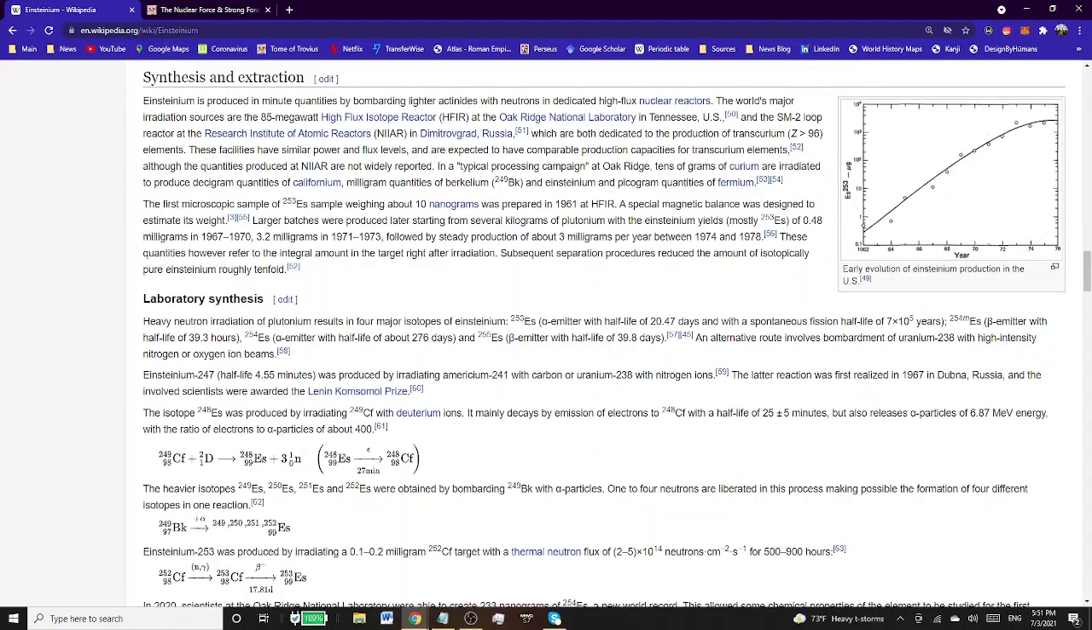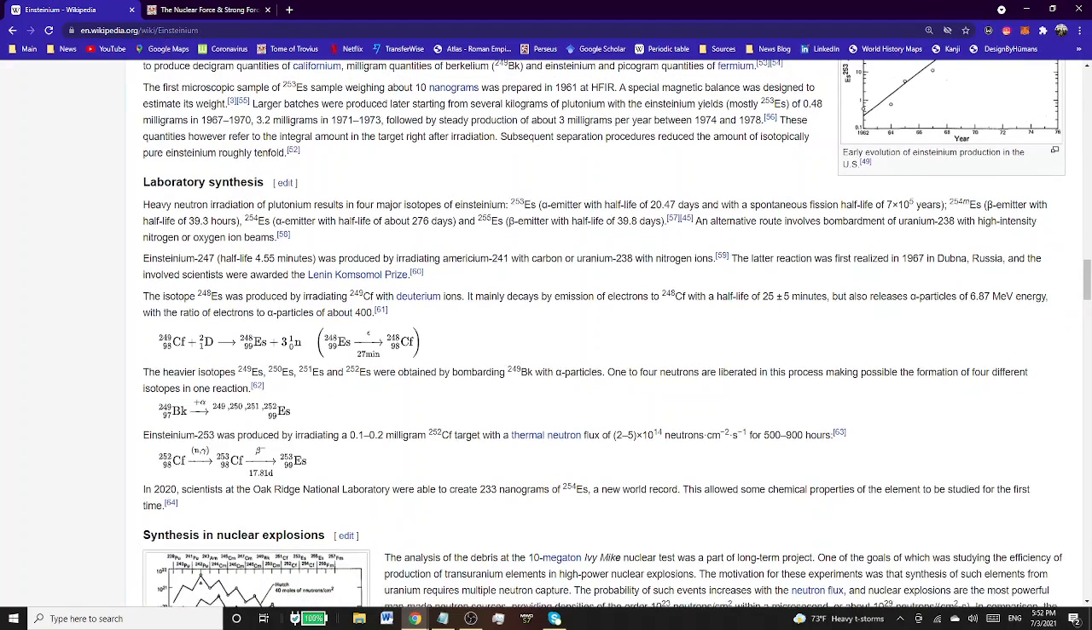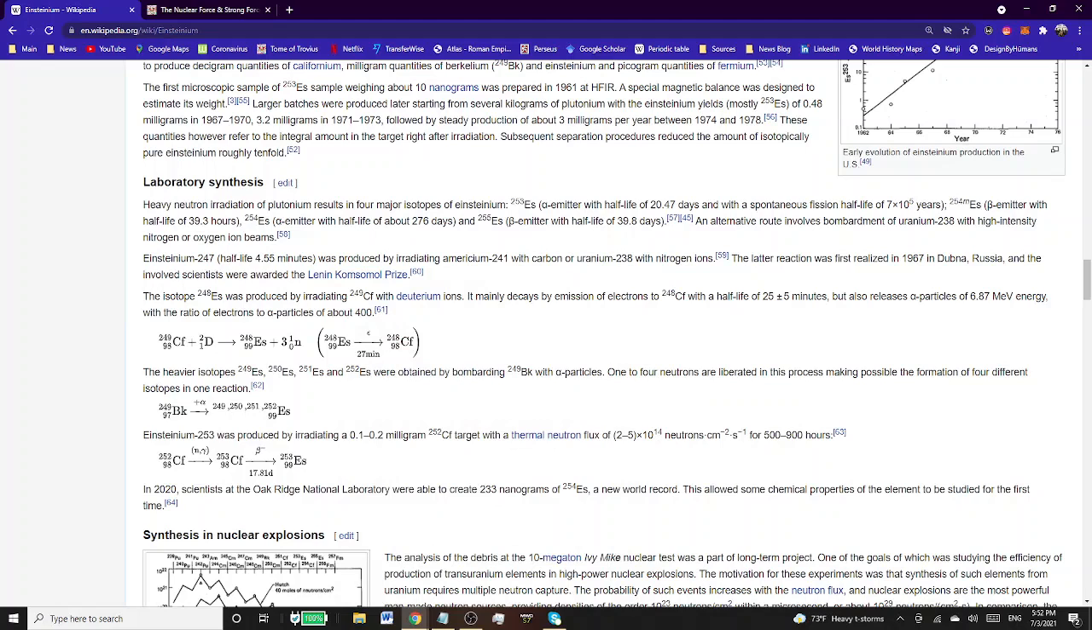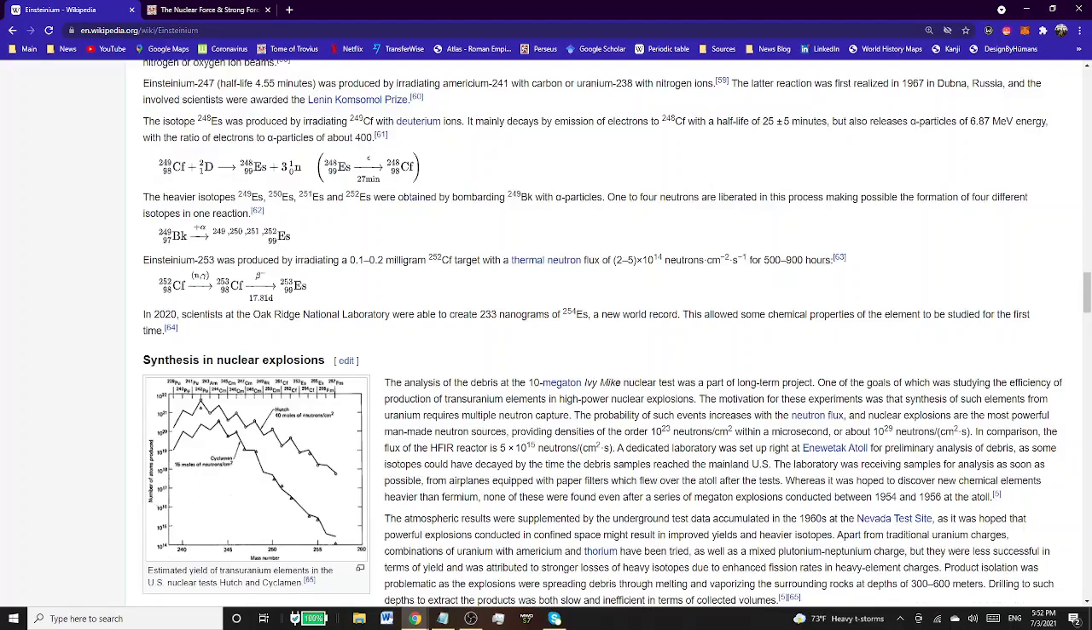You can synthesize this. Let's see. They produced an isotope by radiating californium with deuterium. And what did they make this? So they shot a proton with an extra neutron from a hydrogen at californium, and it made this. And then it didn't make this.